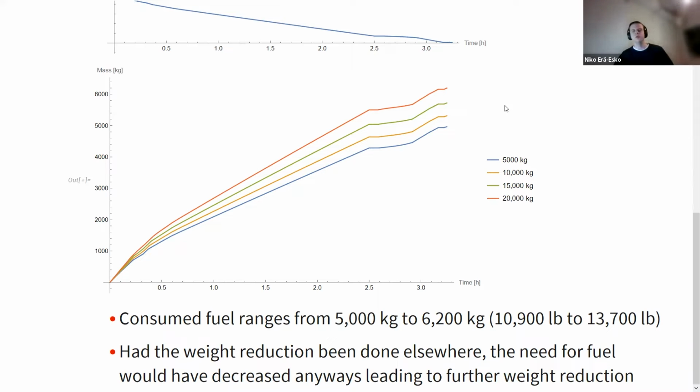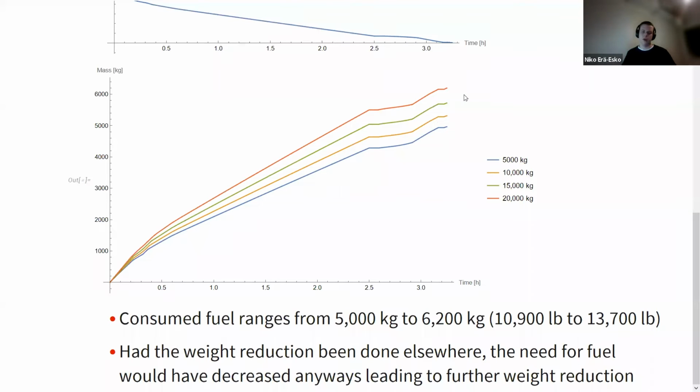But should the weight reduction be done somewhere else, for example, in making the fuselage out of lighter materials, that would perhaps correspond to a weight reduction of these 15,000 kilos, then that would of course lead to a fuel consumption reduction of this magnitude. And on top of that, we could fuel the aircraft with less fuel due to this weight reduction in its dry mass, and then have a further reduction in fuel consumption.